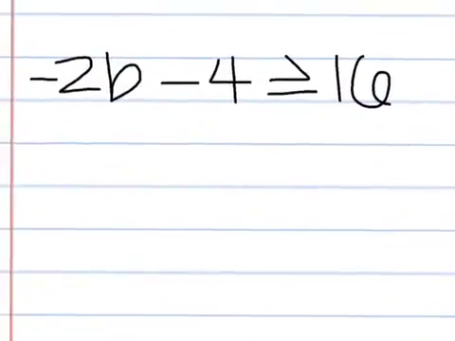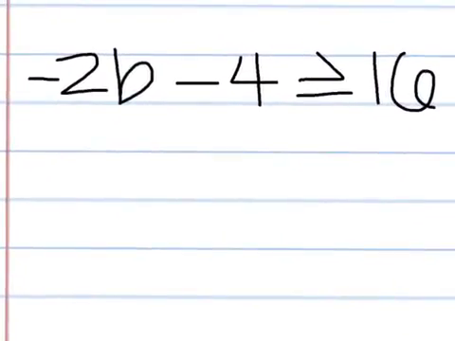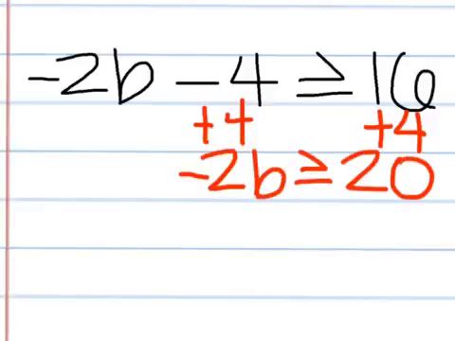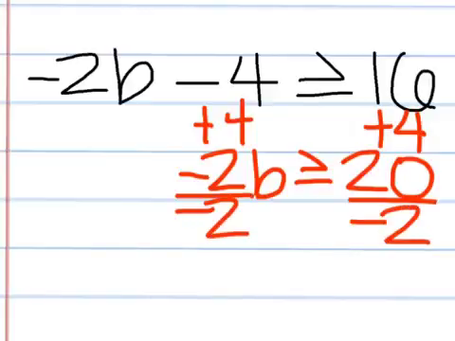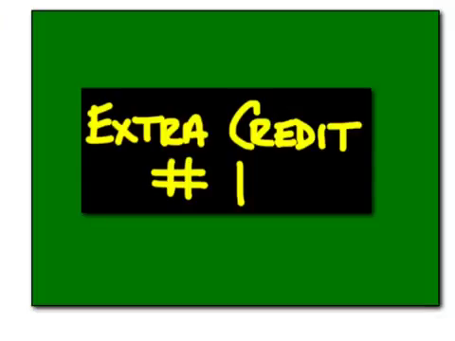Alright, solution for the practice problem. We have negative 2b minus 4 is greater than or equal to 16. We add 4 to both sides. We get negative 2b greater than or equal to 20. We're dividing by a negative 2. What does that mean? We're switching the inequality. It's going to be b is less than or equal to negative 10.